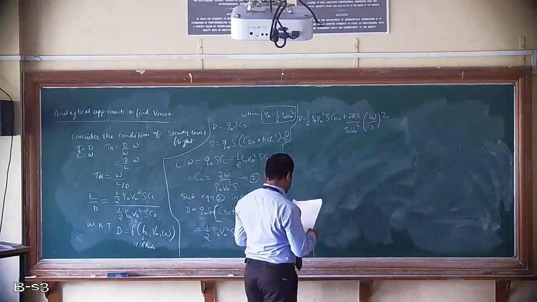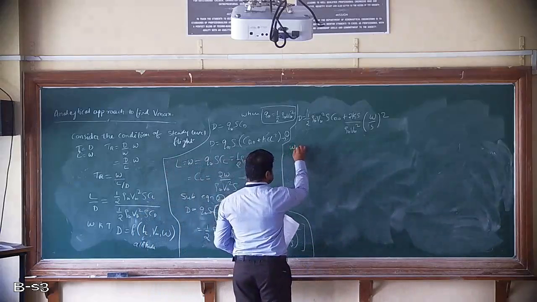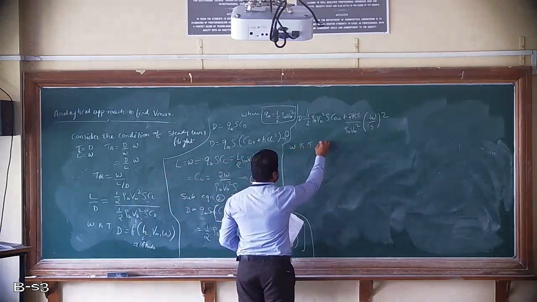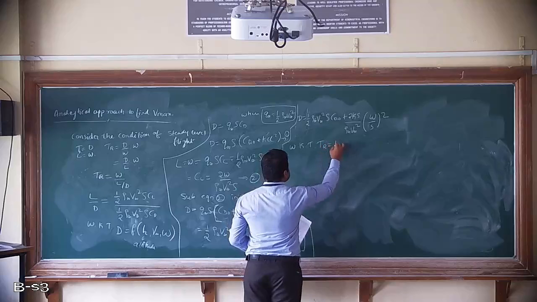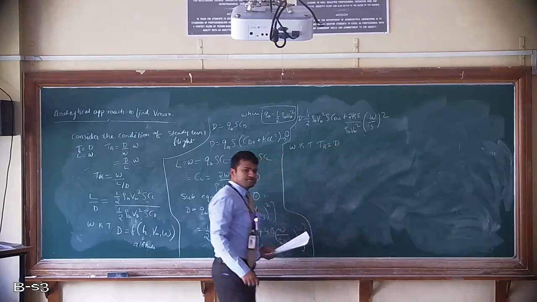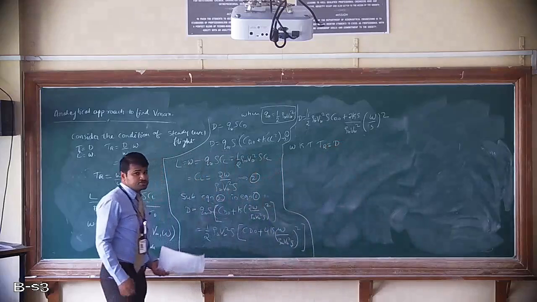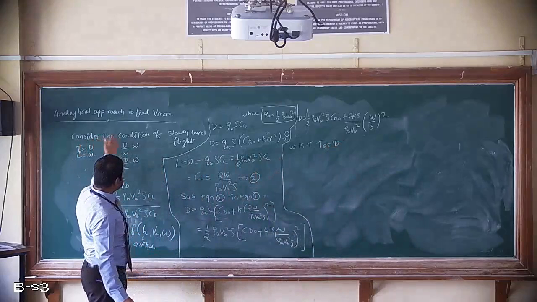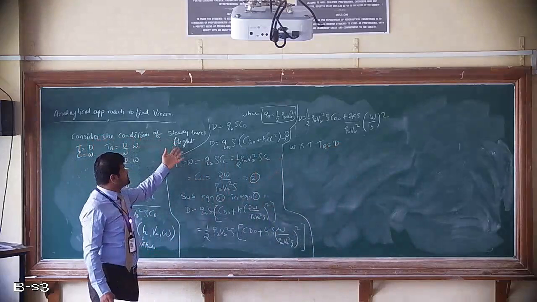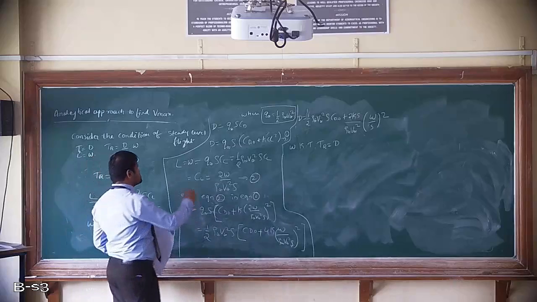So now we know that thrust required equals T, that is, thrust required will be equal to drag, because we are considering the condition as steady state level flight.